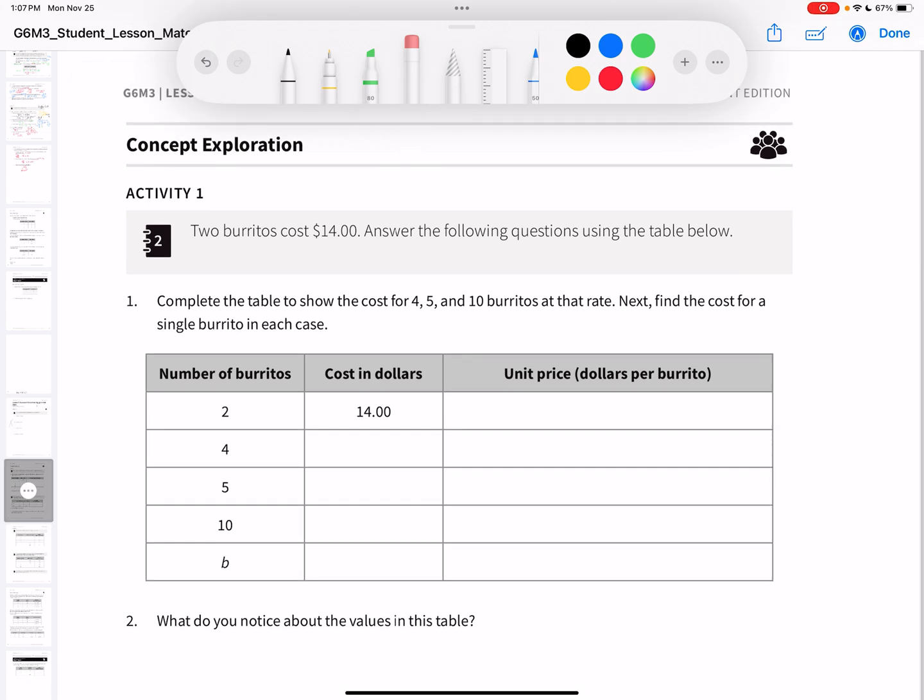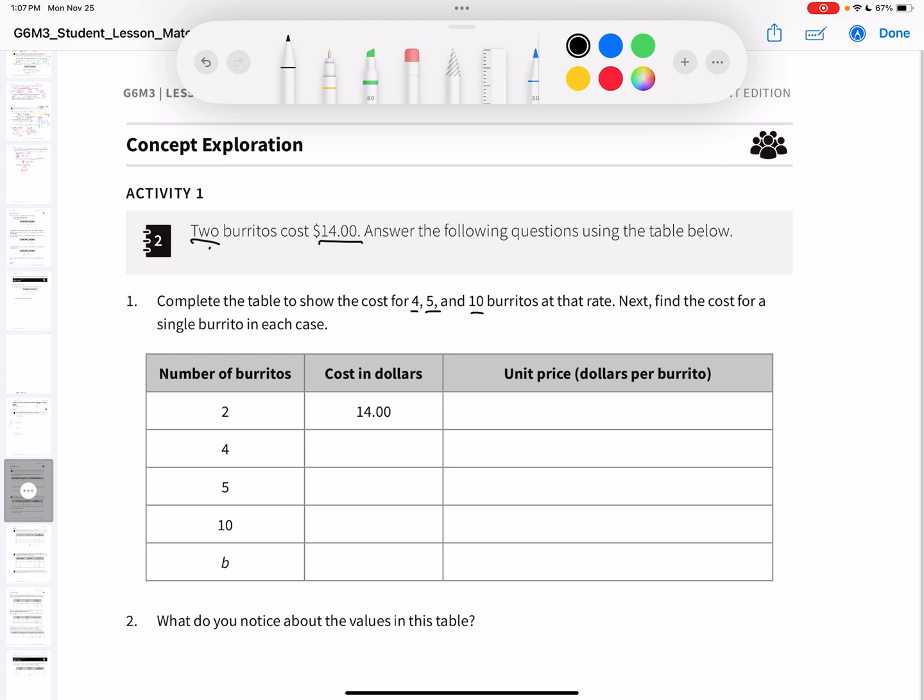So activity 1 says, 2 burritos cost $14. Answer the following questions using the table below. Complete the table to show the cost for 4, 5, and 10 burritos at that rate. Next, find the cost for a single burrito in each case.